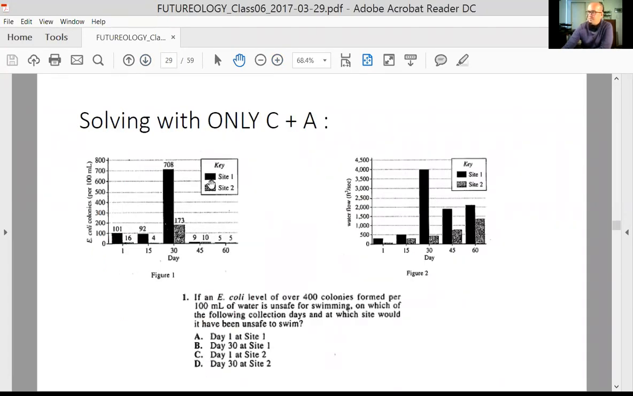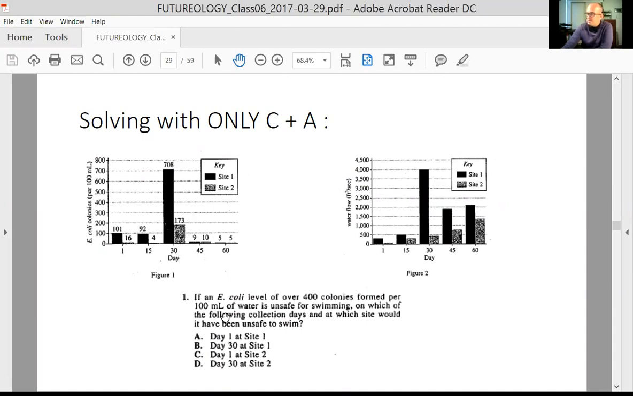Here's an example using the C and the A of CALIBER. And this is passage 1. If you would like, you can take a look at passage 1 in your 2009-04 PDF that you have hopefully downloaded. It has the same figure that we looked at. There's also a second figure.